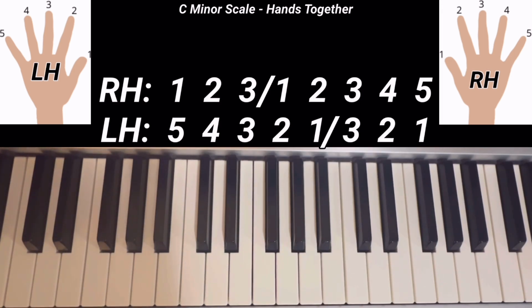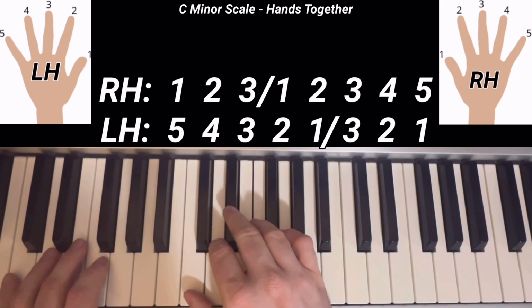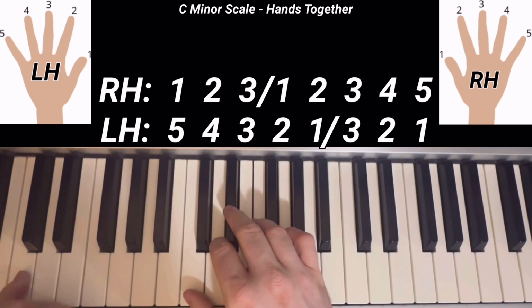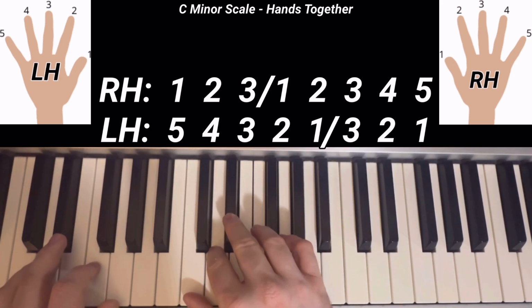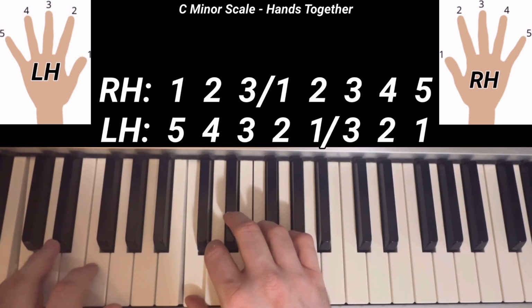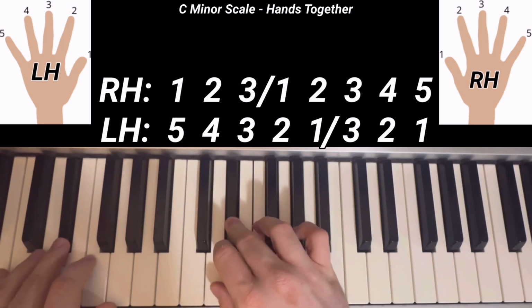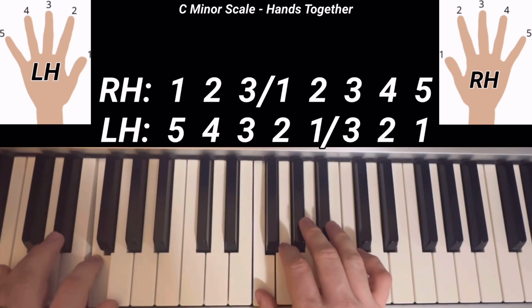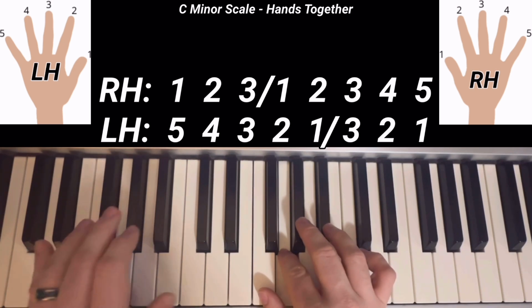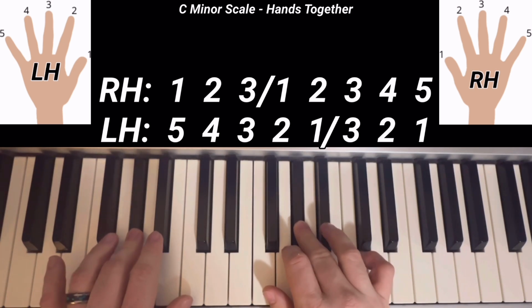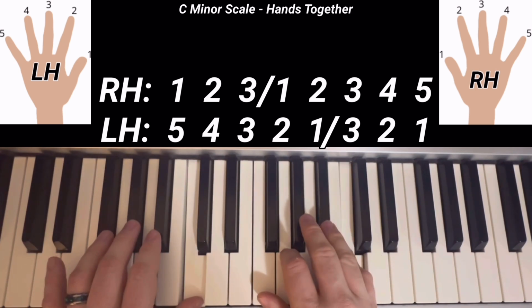Now once you can play that left hand without mistakes, we'll try putting them both together. So let's set up our hands with 5 on C in the left hand and 1 on C in the right hand, and we'll play C, D, E flat, then the right hand will shift up to F, then play G, and now the left hand shifts up to A flat, then play B flat, and finally C.